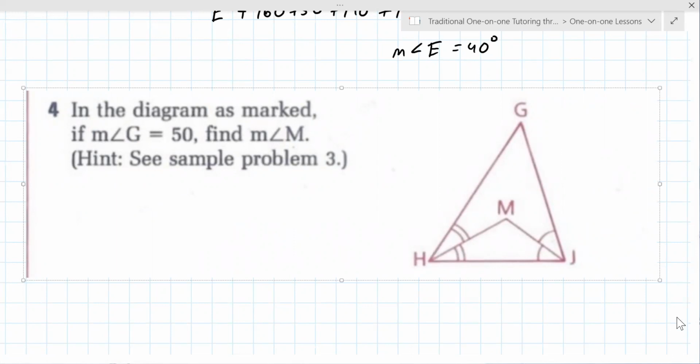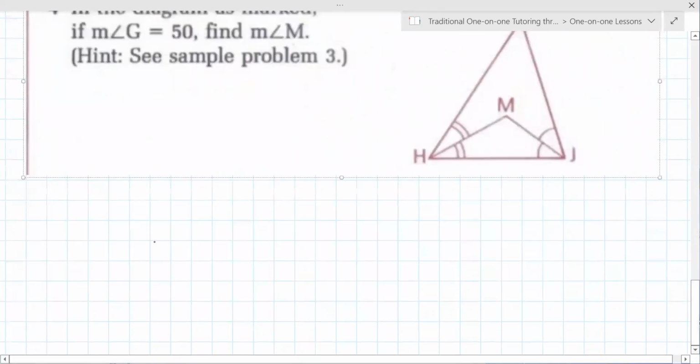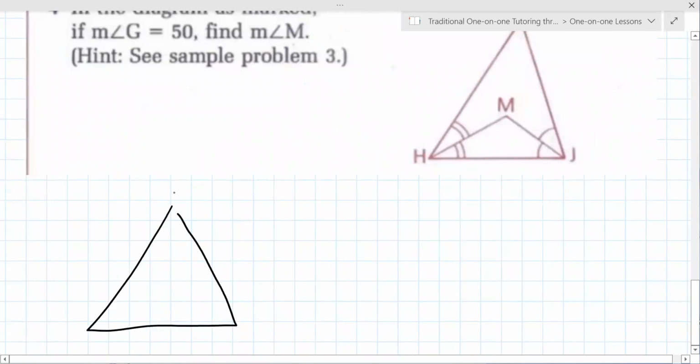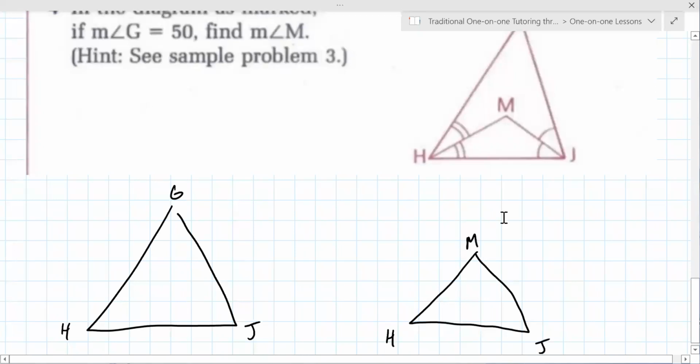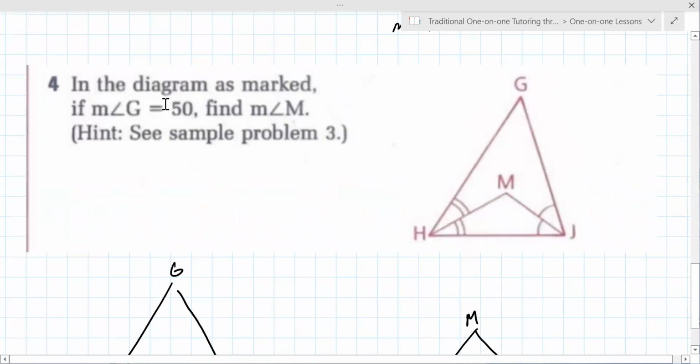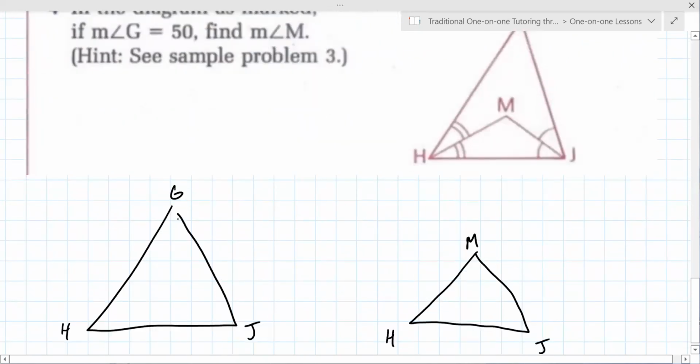So this problem here, what I noticed right away is there's a big triangle G, H, J, and then there's that little triangle inside there, H, J, M. The only thing we can label here is that the measure of angle G is 50. So that's 50 right there. And then we actually have nothing else, which is not all that helpful, but we'll see where we go. All we know is that the angles are equal.